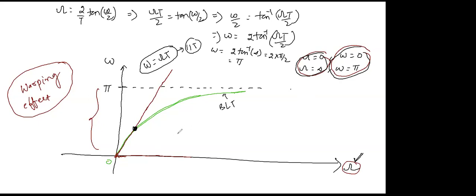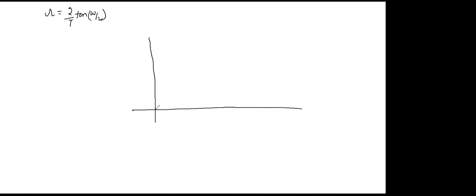Or you can remember it like this: for small values of analog frequency, look at the relationship between analog and digital. What we got: omega equals 2 by T tan of omega by 2. If you plot this, let the plot be like this. This is a non-linear plot. Up to some extent it is linear, after that it is non-linear.